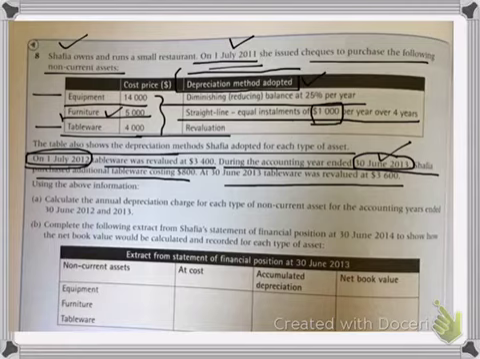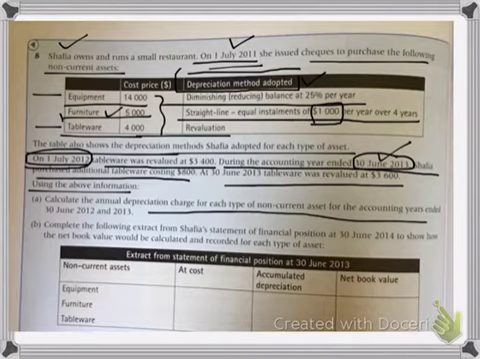Now what do they want us to do? Using the above information, calculate the annual depreciation charge for each type of non-current asset for the accounting years ended 30th June 2012 and 13. So obviously we need to calculate depreciation for 2 years. Alright, first of all we'll do that. I already said that for furniture you will not need to calculate depreciation. Why? Because it is already given. So we'll calculate the depreciation for equipment, and for that we need to use the reducing balance method. Alright, so we'll calculate depreciation for equipment first of all.